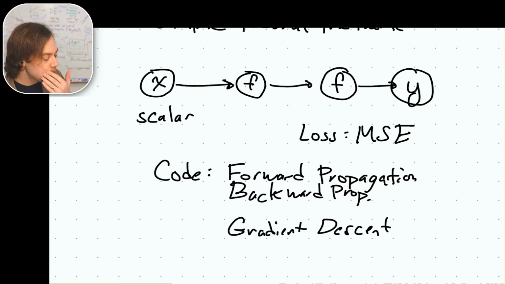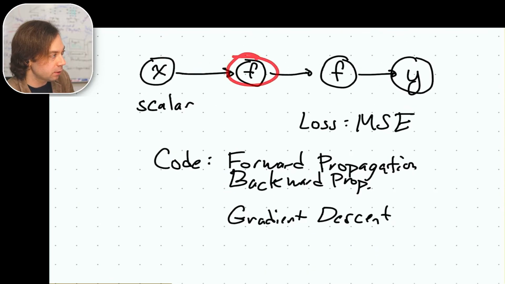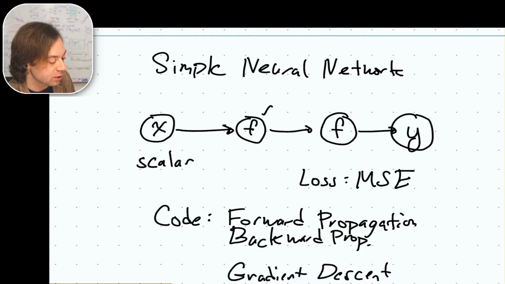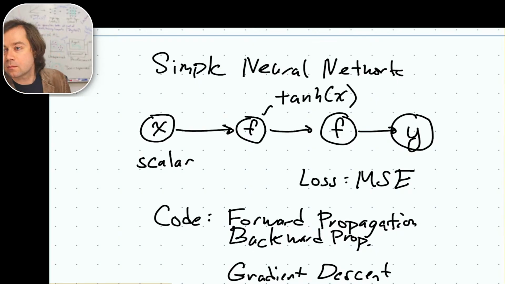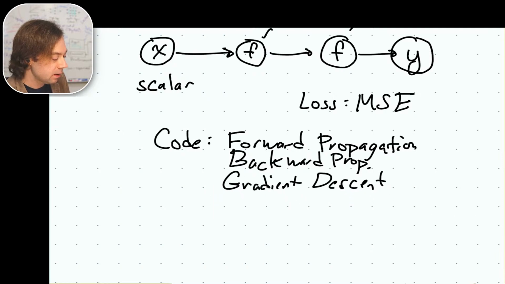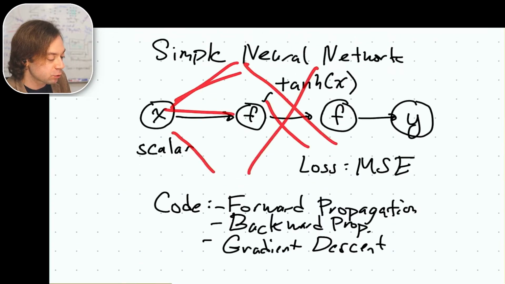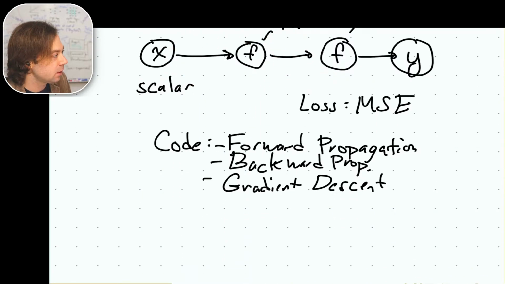Now for these activation functions, we're going to do a pretty typical one, like we did last time: the hyperbolic tangent, tanh of x. Those are the three things we want to do. See how far we get. The thing we don't have to deal with is this going off into other nodes and all these crisscrossing connections. Not doing that right now.